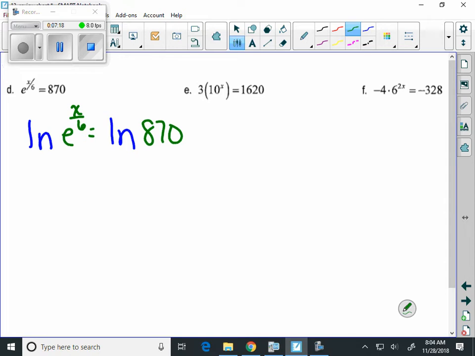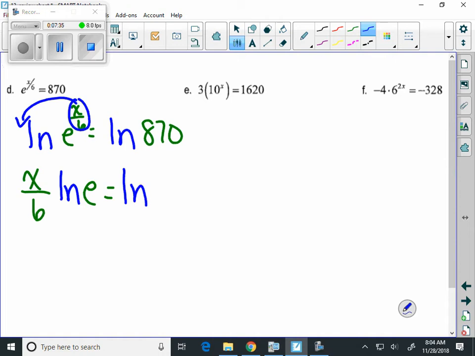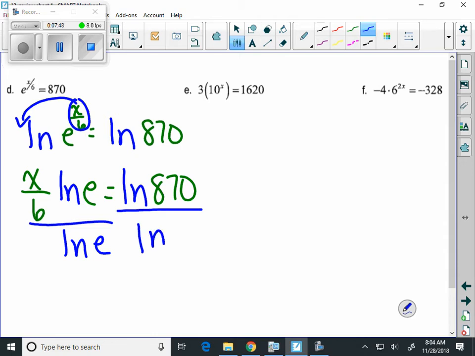And we're going to use the power property, which says that we're going to take this value, x over 6, and write it out in front. So it's x over 6 times the natural log of e equals the natural log of 870. And again, following the same pattern, it's x over 6 times the natural log of e, so we're going to divide by the natural log of e. And that's what we're going to type in our calculator.